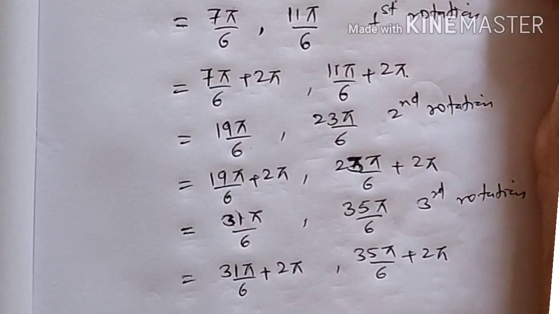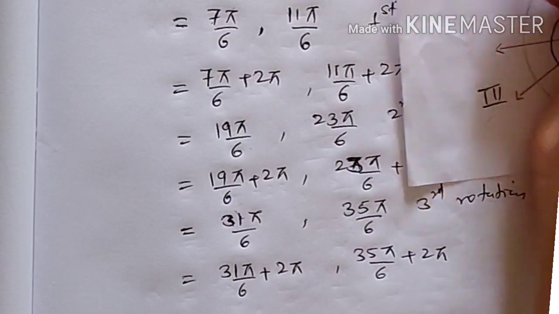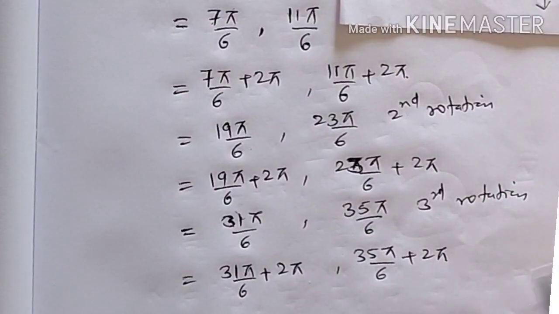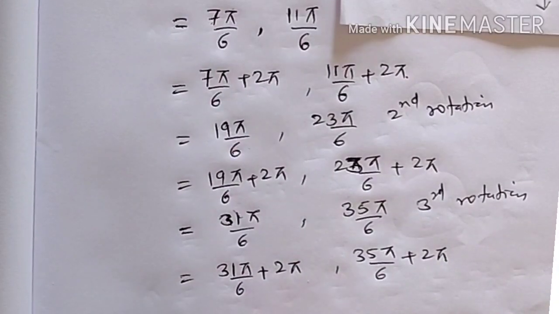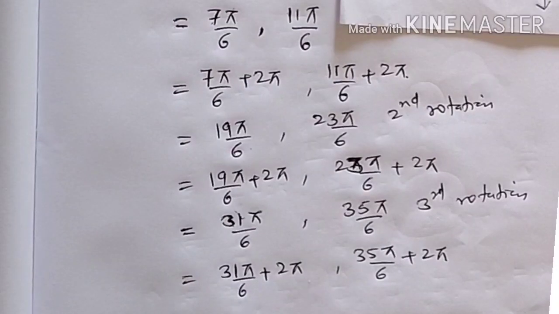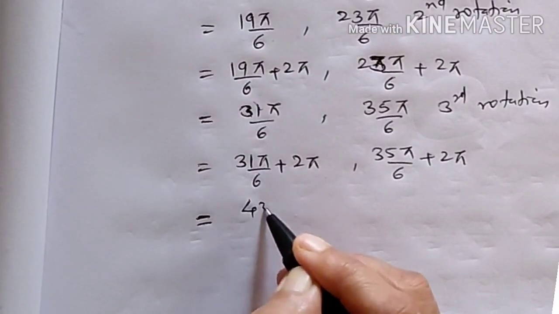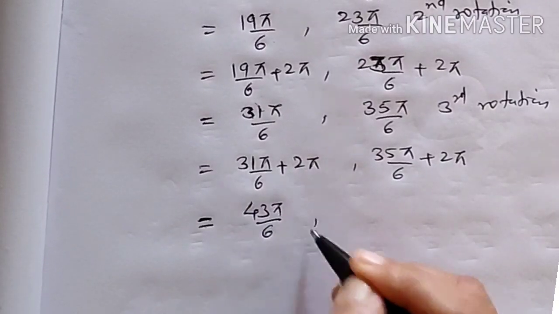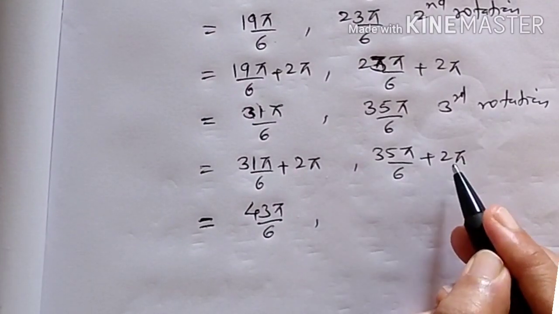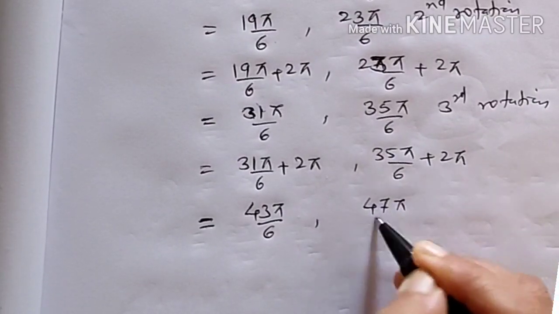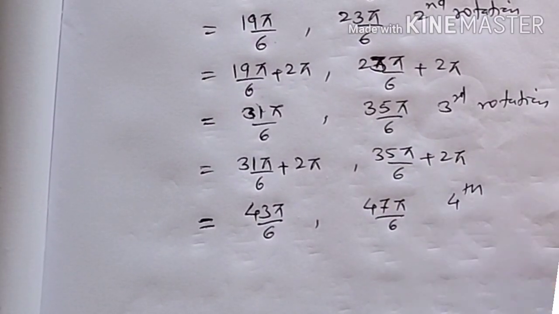Alpha can take values till 8 pi. 8 pi means how much should you get? 48 pi by 6. It should not exceed 48 pi by 6. So 31 pi plus 12 means we get 43 pi by 6, and 35 plus 12 means we get 47 pi by 6. This is in the fourth rotation.